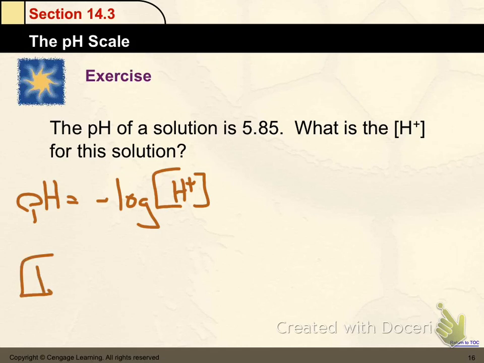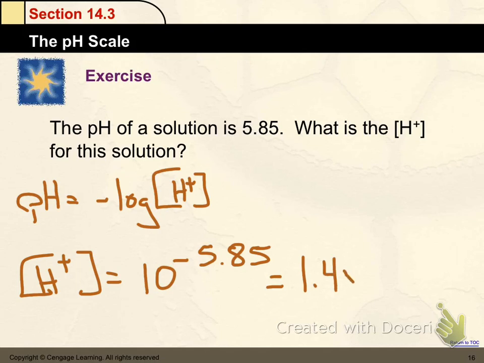So to do that, we just use the power rule. H plus equals 10 to the negative 5.85. Again, this is just rules of logs. That's how we get rid of that log. And we'll come up with 1.4 times 10 to the negative 6 molar. Again, two numbers to the right of the decimal, so that's what we have to have here.